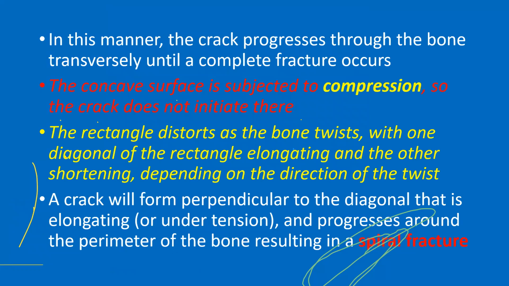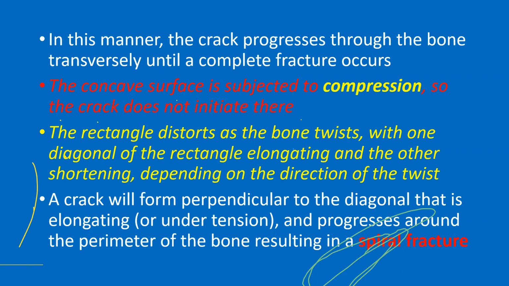In this manner, the crack progresses through the bone transversely until a complete fracture occurs. The concave surface is subjected to compression repeatedly, so the crack does not initiate there. The rectangle distorts as the bone twists, with one diagonal of the rectangle elongating and the other shortening, depending on the direction of the twist. This causes a spiral fracture.